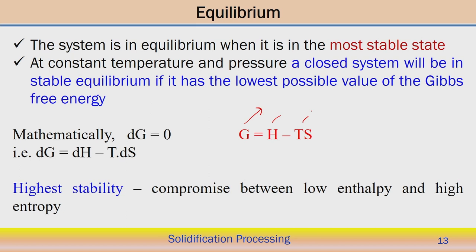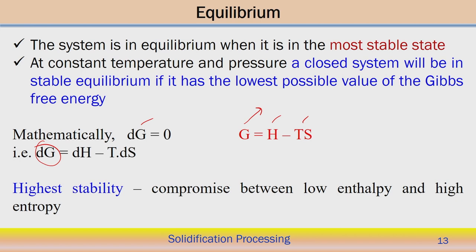Now, we try to understand how we can represent the Gibbs free energy. Gibbs free energy is G equal to H minus TS, T into S. Mathematically, for a stable system the change of G will be 0. So, dG equal to 0, which means it can reach one particular stable state. dG equal to dH minus T dS. So, the system moves towards stability as dG becomes as small as possible.